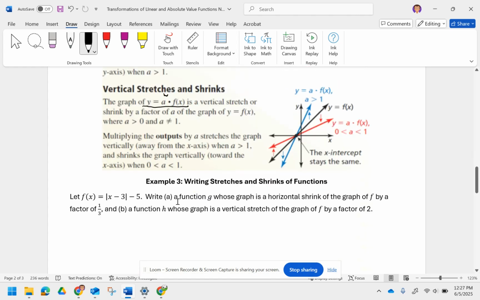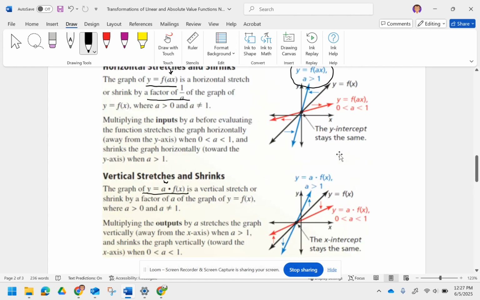Conversely, here we got vertical stretches and shrinks. When we multiply the output, the function itself, by a number greater than 1, that vertically stretches it. When we multiply by a number between 0 and 1, that vertically shrinks it. Another thing to notice about these graphs, look, they're pretty much identical, only the arrows have changed. These can look very similar. A horizontal shrink is the same as a vertical stretch.